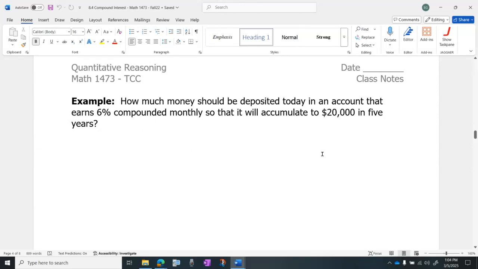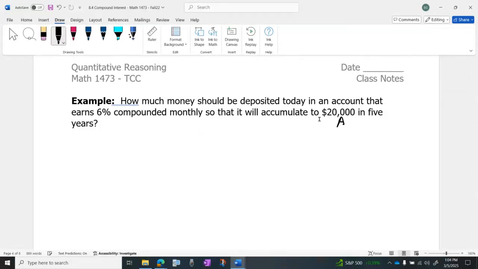How much money should be deposited today in an account that earns 6% compounded monthly so that it will accumulate to 20 grand in 5 years? So this problem gives us a financial goal. The financial goal in 5 years is 20 grand. So let me write it down. What do we have? The financial goal A is 20 grand, and the annual interest rate R is 6%. Interest is compounded monthly, so N equals 12.